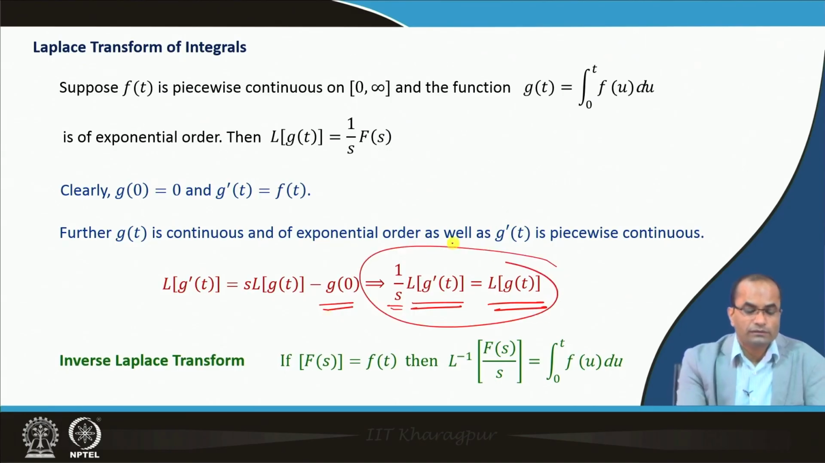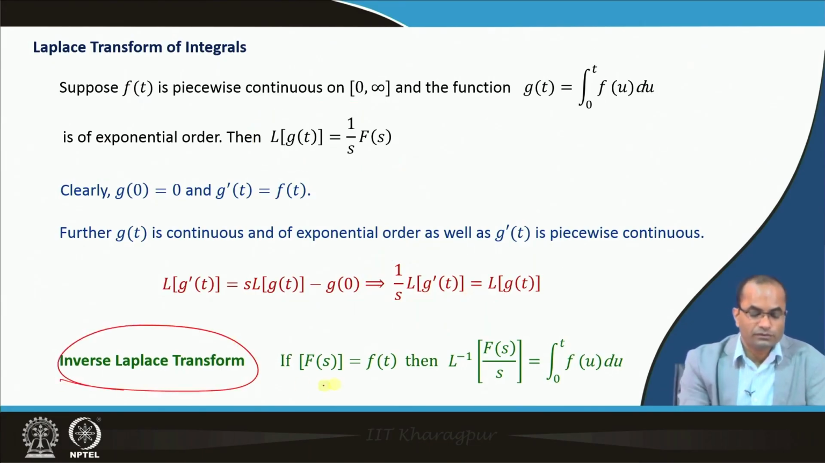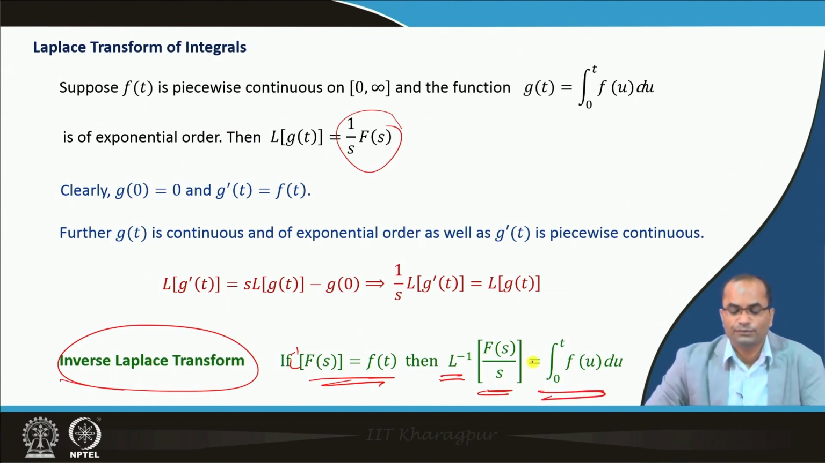So, we got the result that the Laplace of g(t) is 1 over s times the Laplace of g prime(t), which is f(t). So, the Laplace of f(t) is F(s). For the inverse counterpart, we have that the inverse Laplace of F(s) is f(t). In that case, the inverse Laplace of 1 over s times F(s) will be g(t), that means the integral from 0 to t of f(u) du.